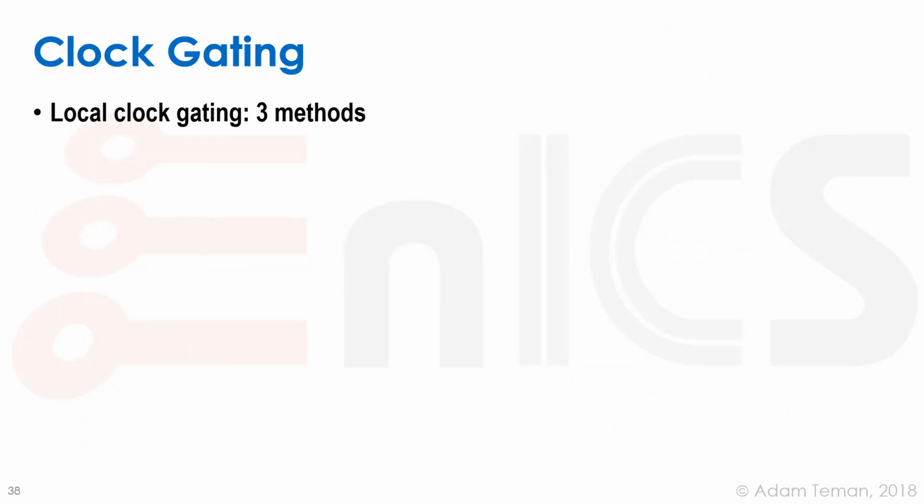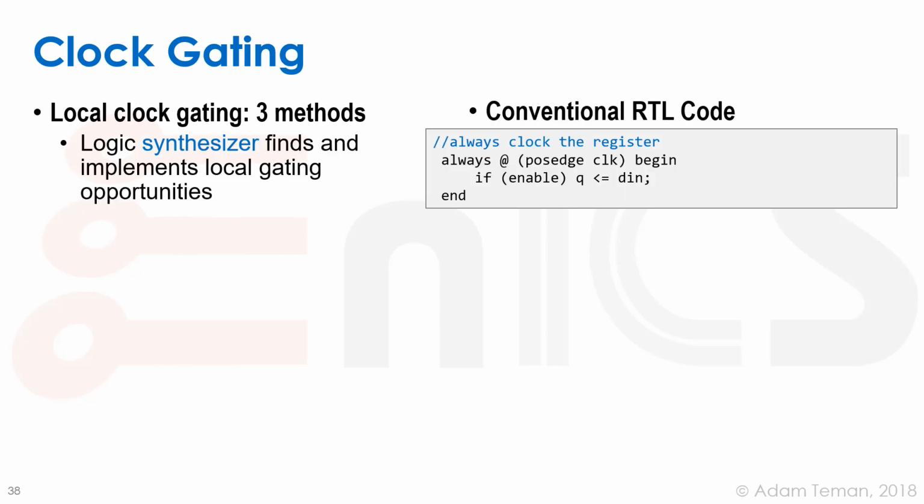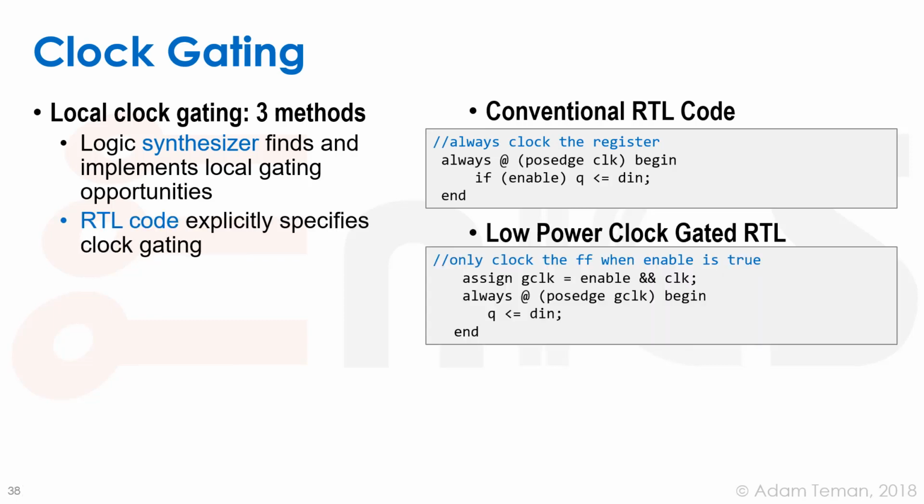There are 3 methods, in fact, to do local clock gating. On the one hand, we can use the logic synthesizer to find and implement local clock gating opportunities. So if we just write a flip-flop, always at posedge clock, if enable, q equals the in, then the synthesizer can run over this code and see, aha, I see one of those examples like we saw a minute ago, an enable flop. I can remove the enable and instead use a clock gate. Remember, this is not Boolean equivalent, but it has the same functionality.